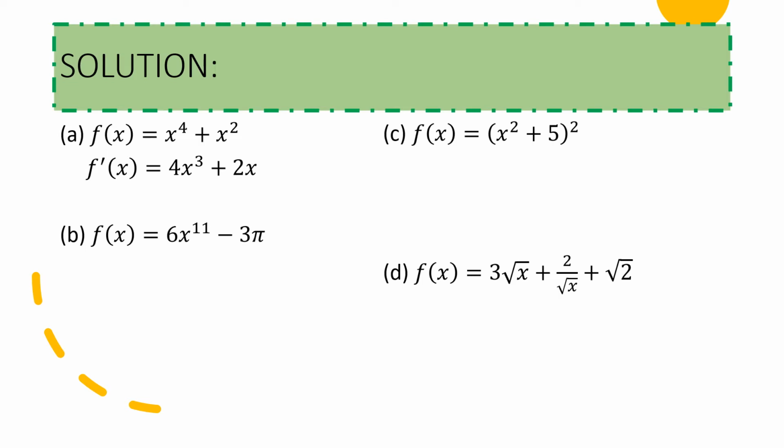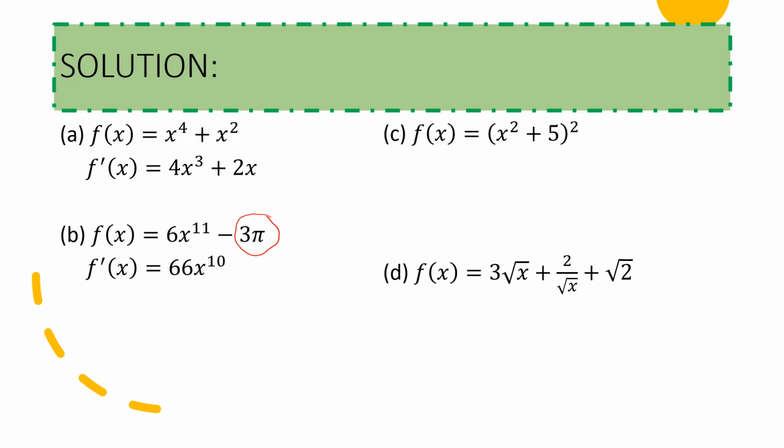B. f(x) equals 6x to the power of 11 minus 3 pi. So 3 pi is the constant. If we differentiate, we get 0. So the answer is 66x to the power of 10 only.